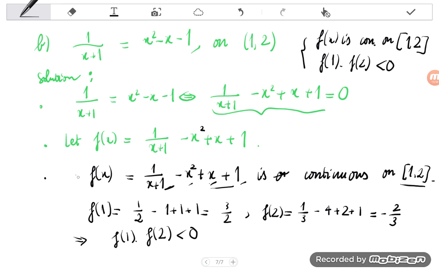And with these two conditions, by the root location theorem, you can conclude that the equation f(x) equals 0 has at least one root on the open interval (1, 2).